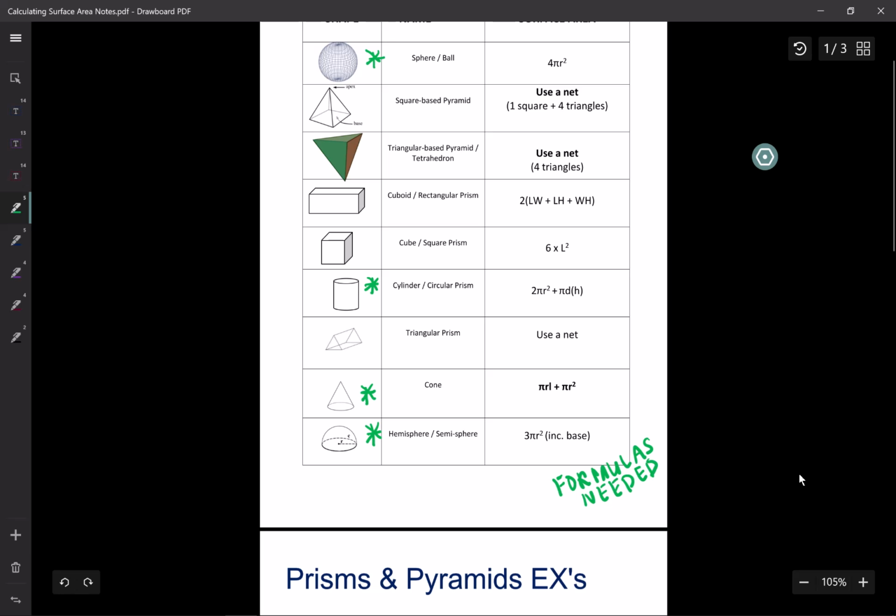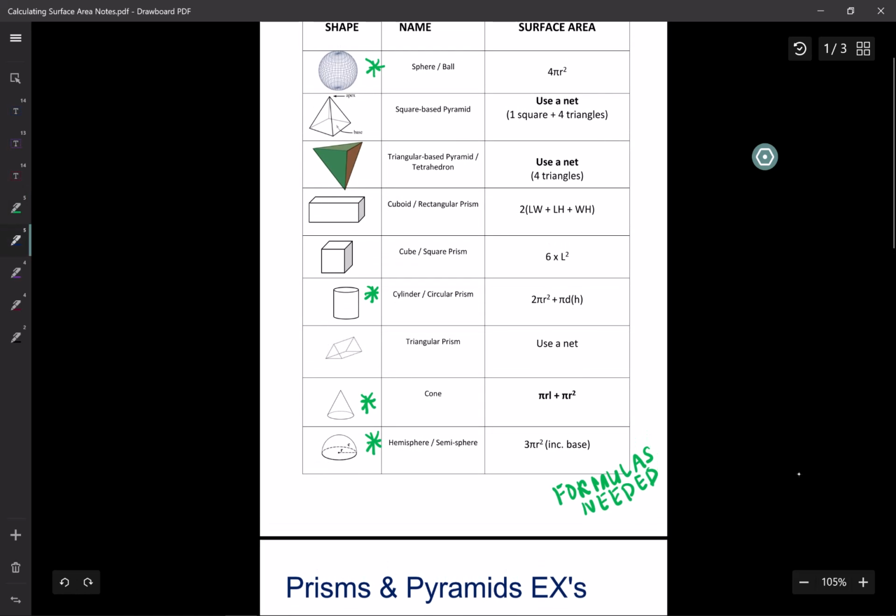Okay. The ones that I'll be marking in blue, so these 2 pyramids, this prism, and these 2 prisms. These, you just need to use a net diagram, and that'll make more sense as we go through this in a bit. Okay, so let's go through the ones where you just need to use a net, right?